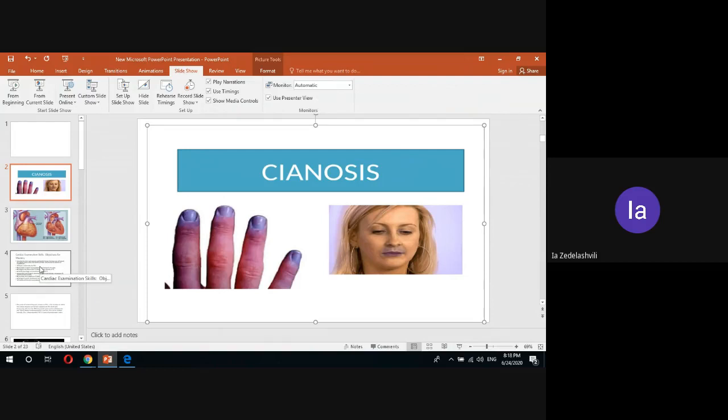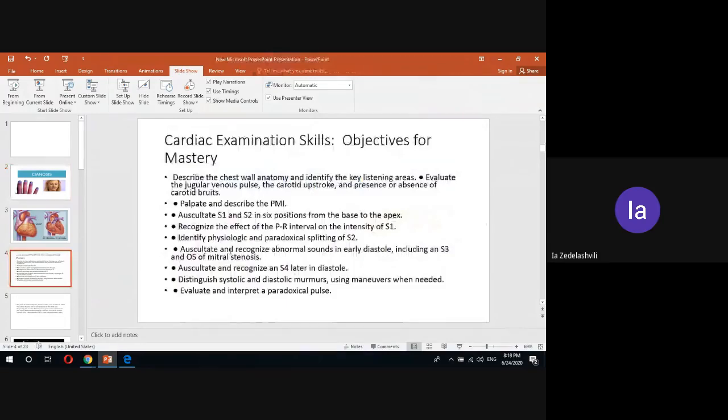Next, here is a schedule given to you of what we have to examine in the heart examination, but do not be scared of it. We will do it in a very easy and interesting way, learning cardiac examination skills.